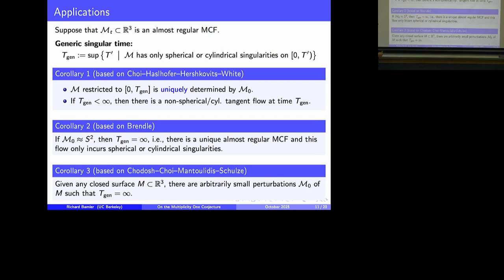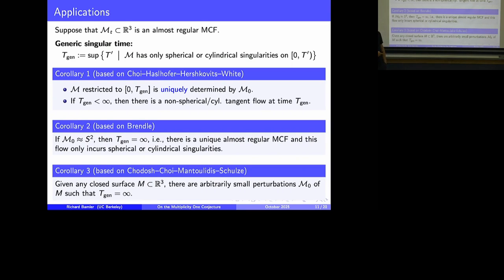Well, then there is a result by Chodosh-Choi-Mantoulidis-Schulze, again contingent on the multiplicity one conjecture, which says that if we start with any surface that may somehow have these kind of non-cylindrical singularities, then we can slightly perturb the initial condition, and then these other singularities go away. So these non-cylindrical singularities were really due to a non-generic choice of the initial data. We can slightly perturb it, and then they somehow fall apart into cylindrical singularities. Okay, so the T-gen is then infinite.